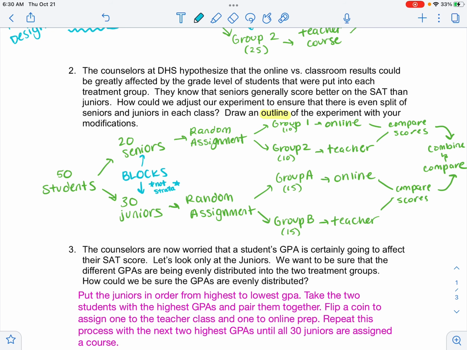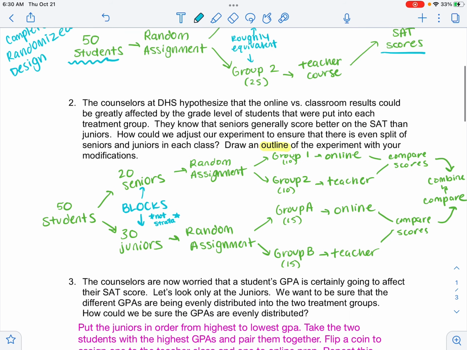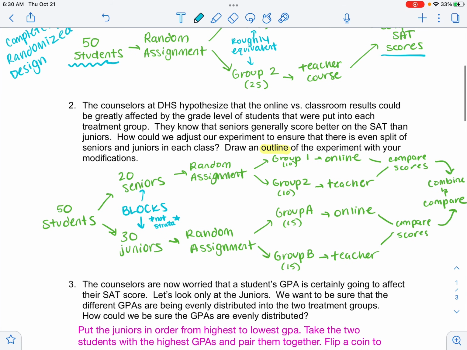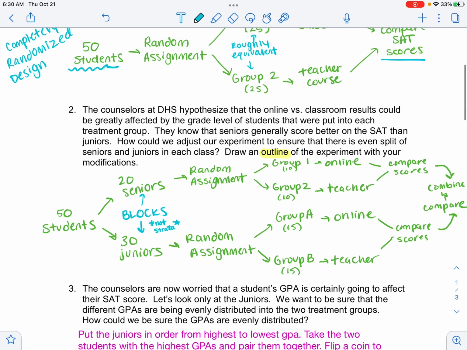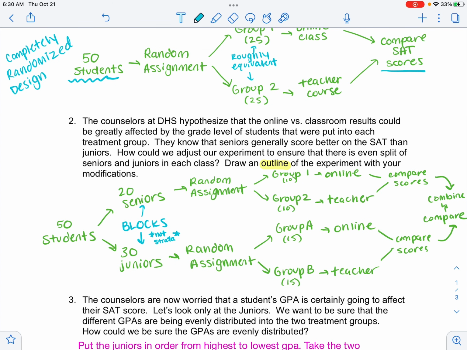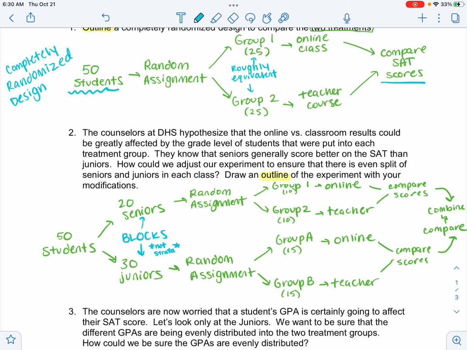And then once I create my blocks, I basically do a completely randomized design for each of the two blocks. So I go through with the seniors and I put them into random assignment. And then I go through each group, the grouping for them, assign them their treatment, and then compare their scores. Do the same thing for the juniors. And then in the very end, I fully compare both of their scores. So this is what we call a block design.